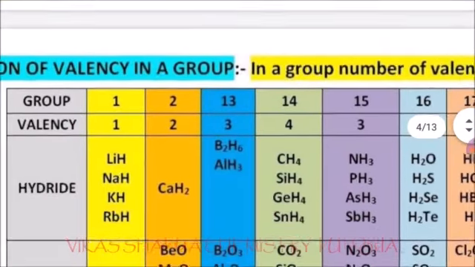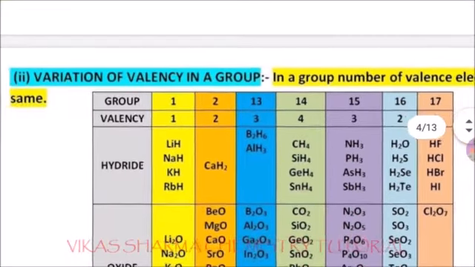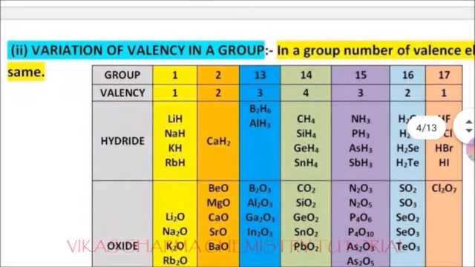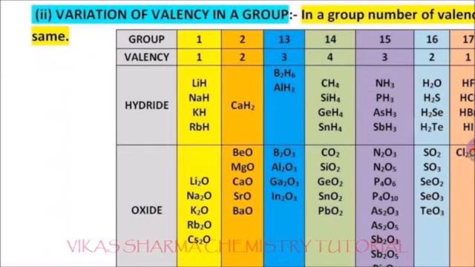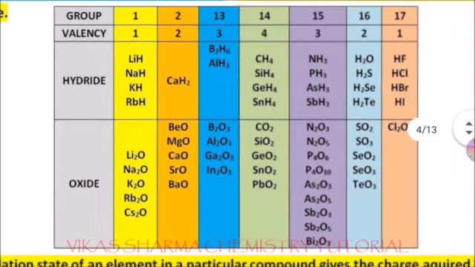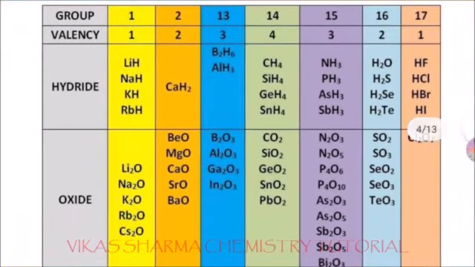Now we can discuss the variation of valency in a group. In a group, the number of valence electrons is the same, so the same pattern is shown. For example, on your display is group 1: lithium, sodium, potassium and rubidium are the members of group 1. They form the same hydrides, LiH, NaH, KH and RbH, and form the same oxides: Li2O, Na2O, K2O, Rb2O and Cs2O.